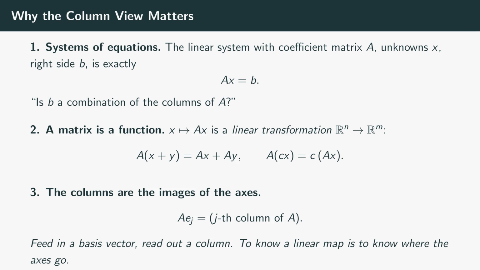Third, and most beautiful, if you feed in the standard basis vector with a 1 in slot j and zeros elsewhere, you get back exactly the jth column of A, so the columns of A are the images of the coordinate axes. To know a linear map completely, you just need to know where it sends the axes, and those destinations are the columns.